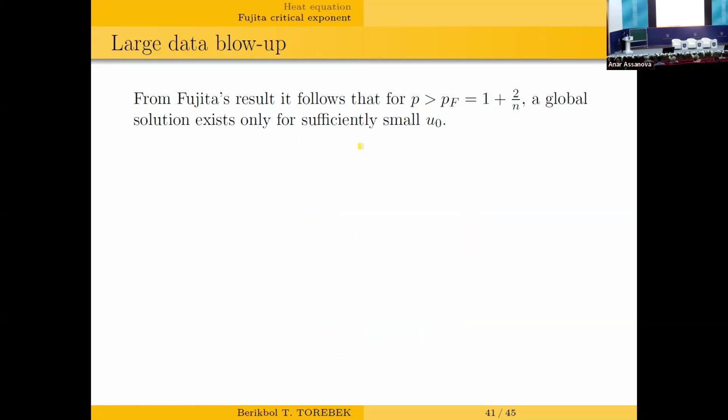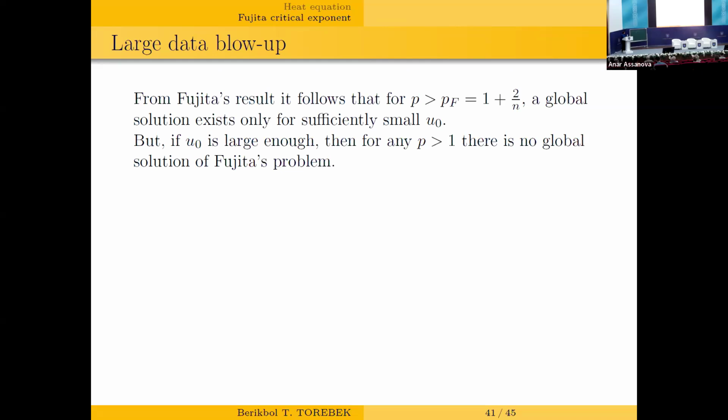Okay, now let us discuss the case when p is greater than the Fujita number. And from Fujita's results, we know that there exists a global in time solution only for sufficiently small initial data. But if u0 is large enough, then there is no global in time solution for any p.